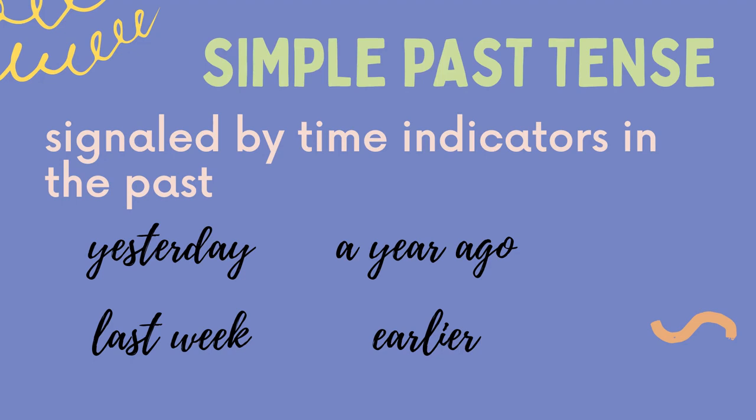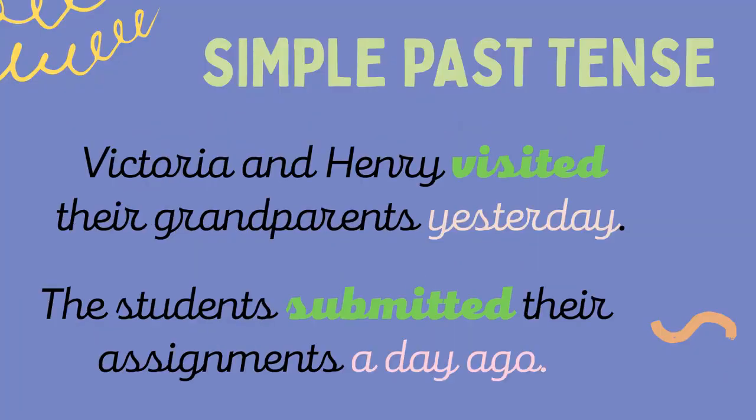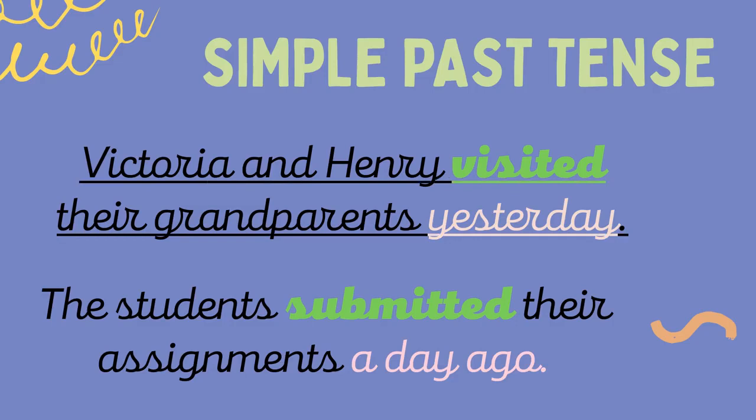The action or the event already happened in the past. Now, if we see these words in a sentence, it means that that sentence is in simple past tense. Example of simple past tense is Victoria and Henry visited their grandparents yesterday. Take note that there is the presence of the word yesterday. It means it happened in the past. So our verb should be in the past tense, which is visited.